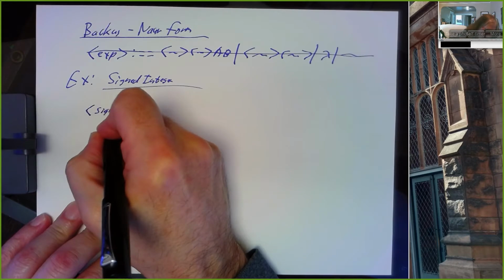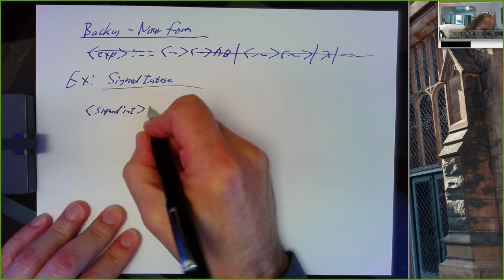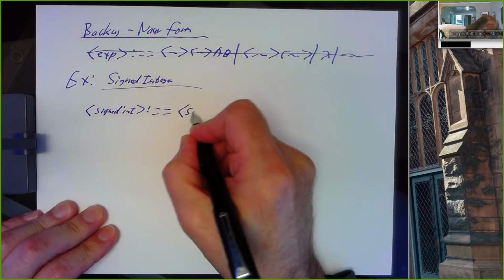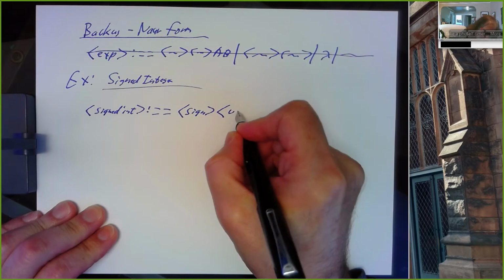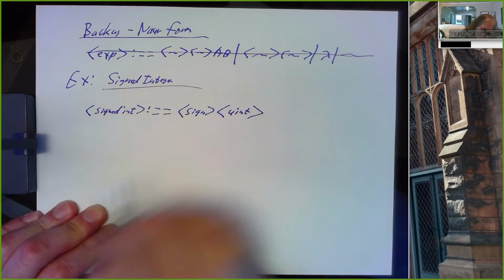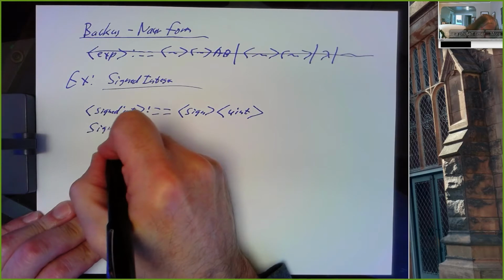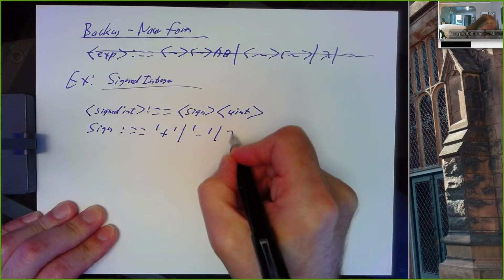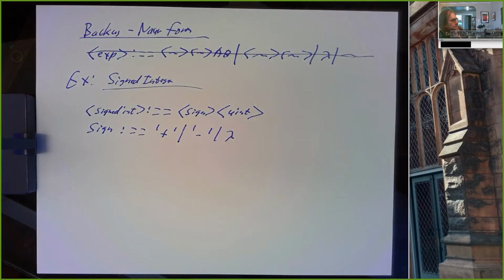So a signed int is equal to a sign followed by what I'm going to call a uint, which is an unsigned int. A sign is either a plus or a minus or nothing. So I'm going to allow you to type positive 12 as an integer, negative 13 as an integer, or just 25. So the sign could be present or it could be completely missing.